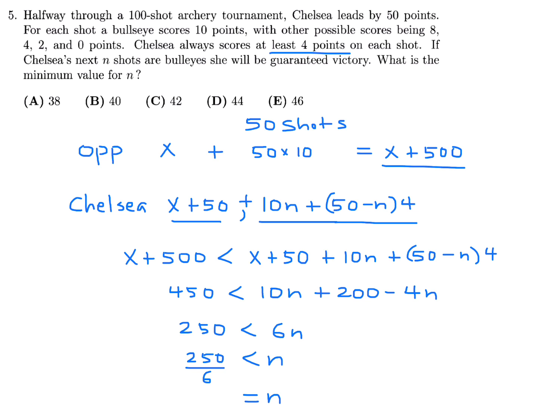And what is that in terms of a number? About 41.6? Yeah. So for Chelsea to win, N has to be greater than 41.6. And N is obviously an integer. So the minimum possible value for N is 42. So number 5, the answer is C.